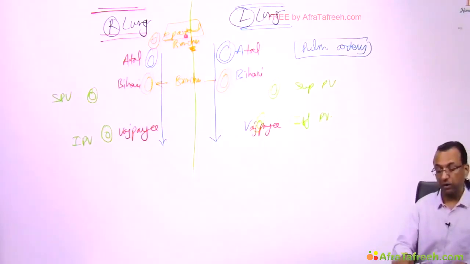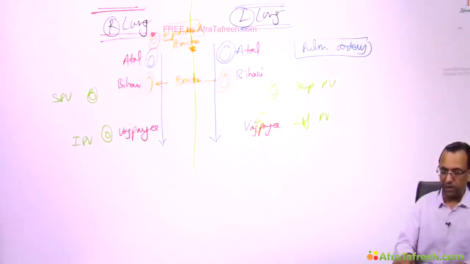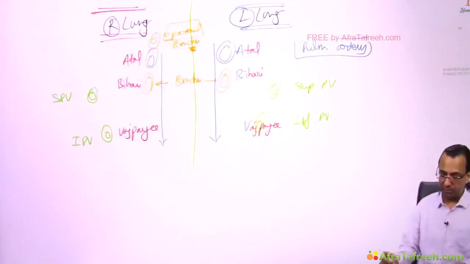There is a bronchus above the Atal on the right side, which means the superior most is a bronchus now. Yes, it is called the eparterial bronchus. Otherwise, the arrangement is the same. Atal Bihari Vajpayee, superior to inferior. This you have to remember.